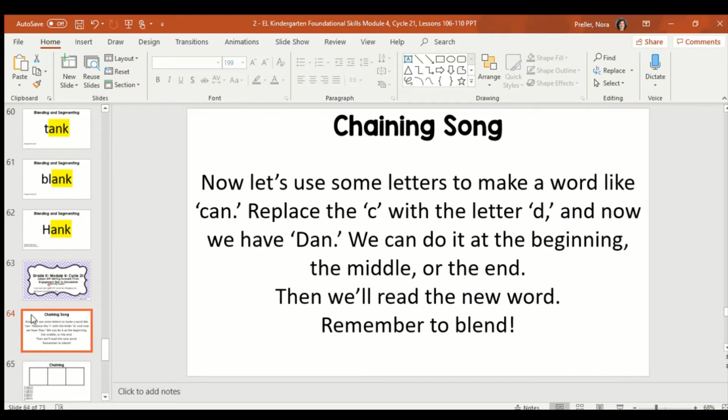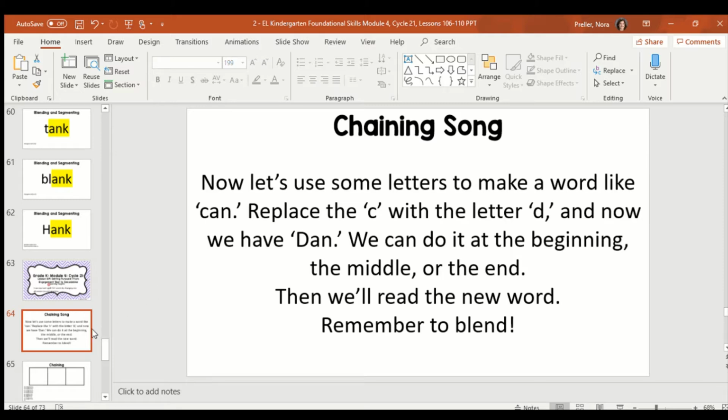Here's our chaining song. Now let's use some letters to make a word like can. Replace the C with the letter D, and now we have Dan. We can do it at the beginning, the middle, or end. Then we'll read the new word, remember to blend.